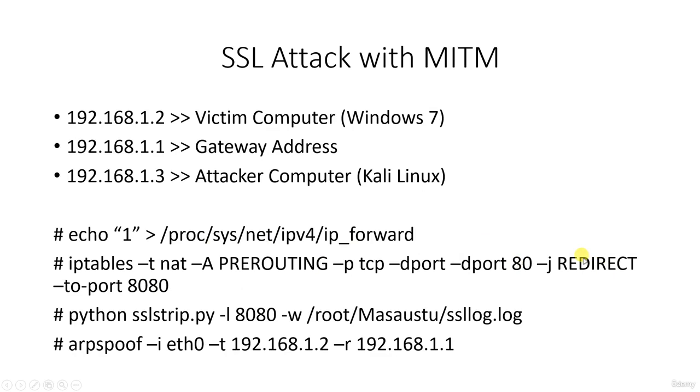Then the attacker should start the SSL strip tool in Kali for sniffing the connection, whose location is this one. Then the attacker should start ARP spoof, as you can see, this tool, to get in the man in the middle connection. So as you can see, this will get you all the traffic in this man in the middle connection. At that point, the SSL strip tool is sniffing the connection between the computer and the web server.